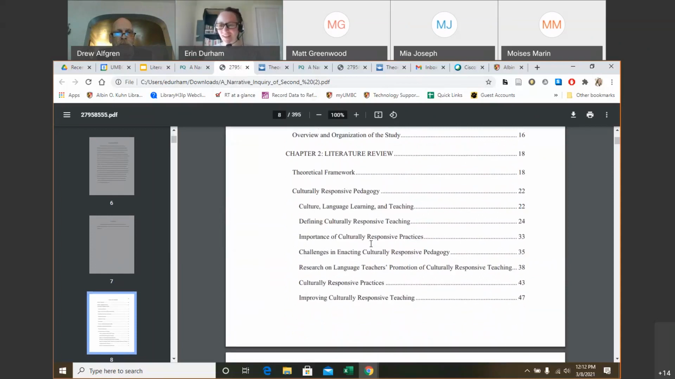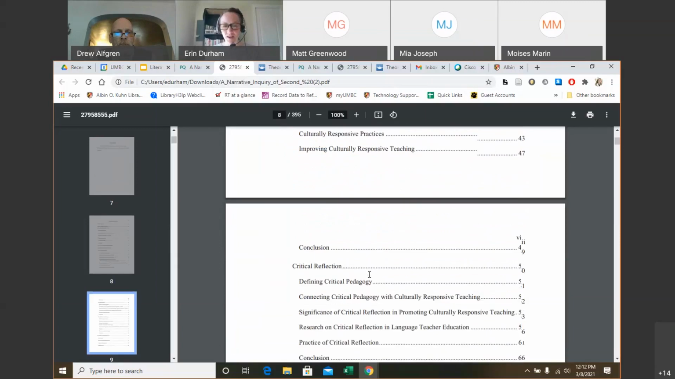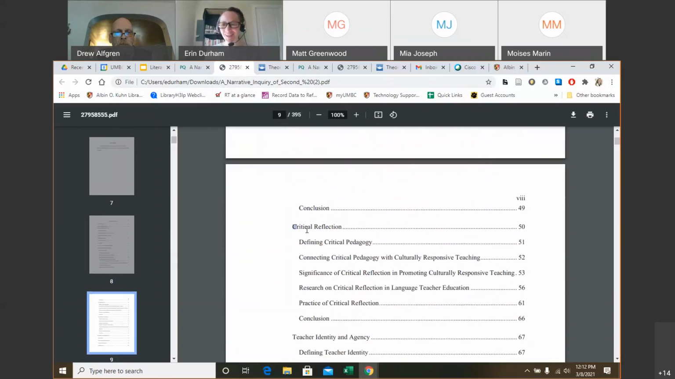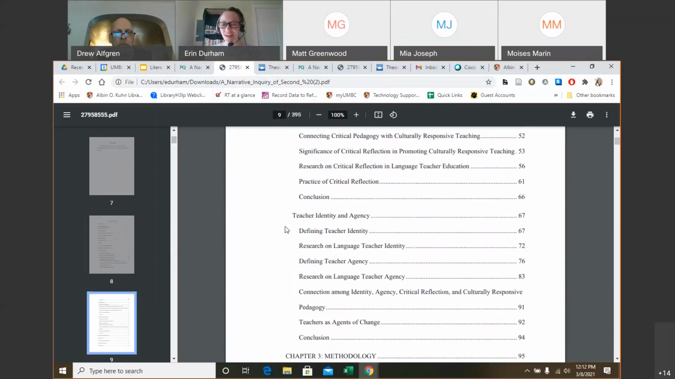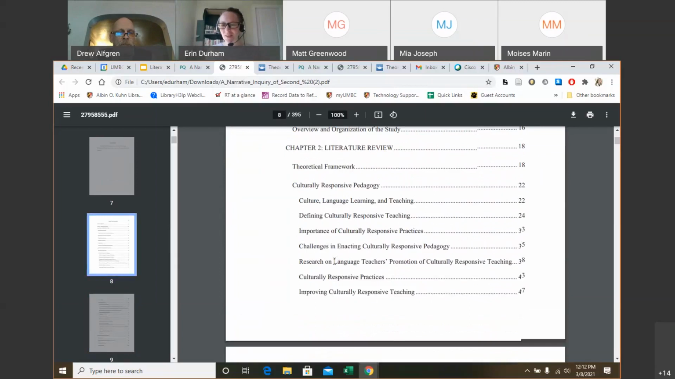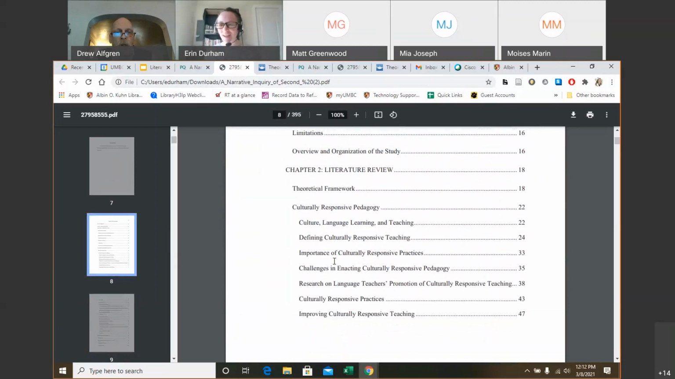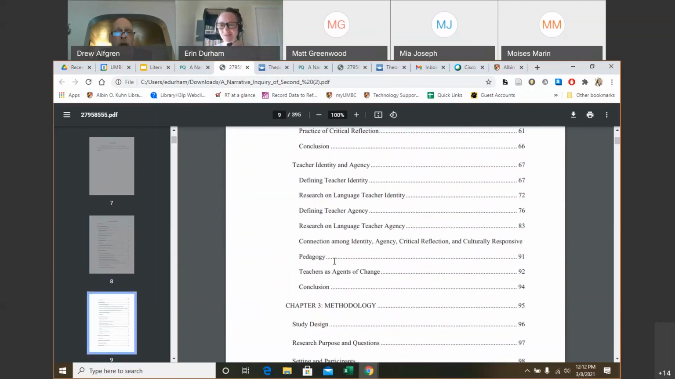It's pretty specific. You have the whole section on culturally responsive pedagogy and then all the sub-themes there. And then over here, you have critical reflection and all the sub-themes there. Then you also have teacher identity and agency and the sub-themes that follow. So those are the three large categories in this literature review. And so the literature review itself is fairly comprehensive. This is about 60 pages, a wonderful example of a very comprehensive literature review.